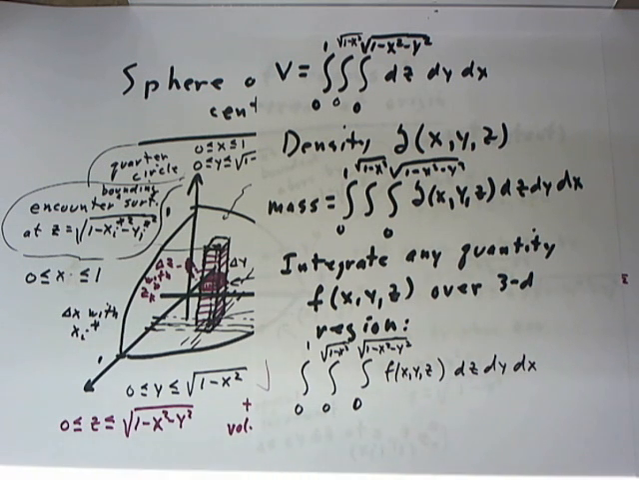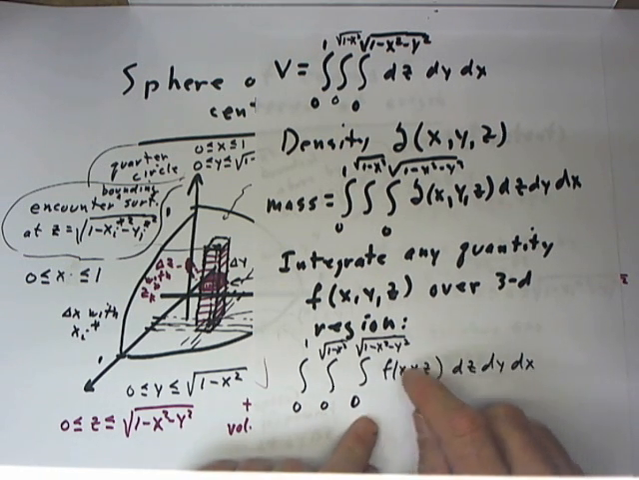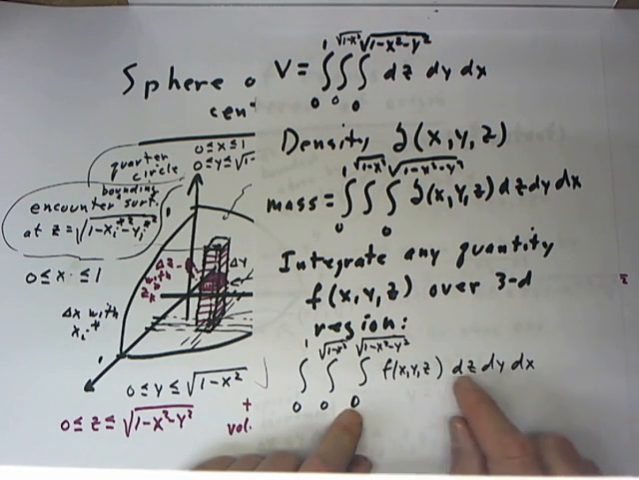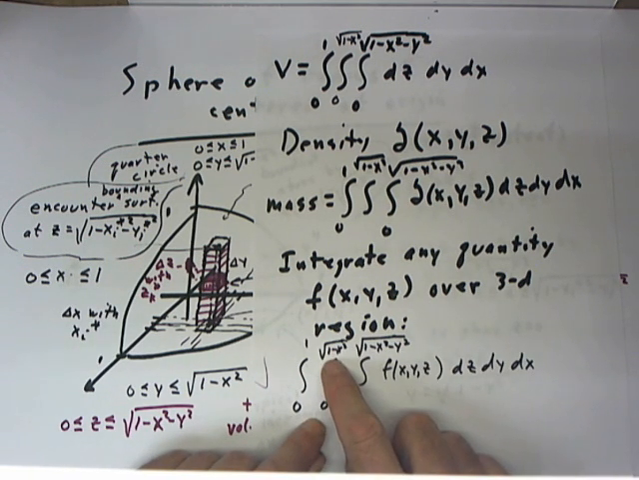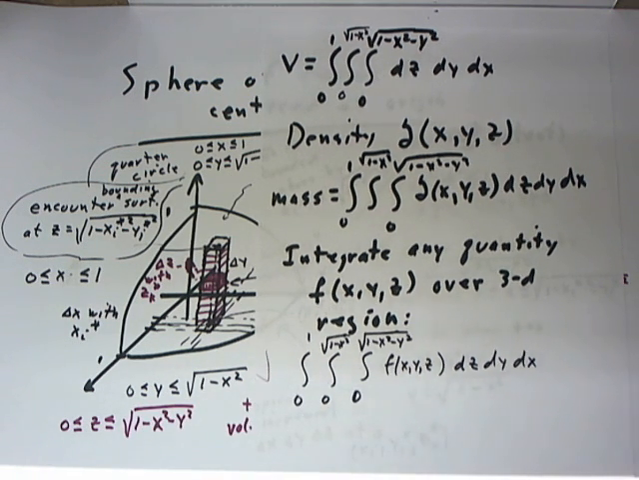If we can integrate this function with respect to z, then when we plug in 0 and square root of 1 minus x squared minus y squared for z, etc., we get a function of just x and y, which hopefully we can integrate with respect to y. Plug in the limits 0 square root of 1 minus x squared, giving us a function of x, which hopefully then we can integrate with respect to x.